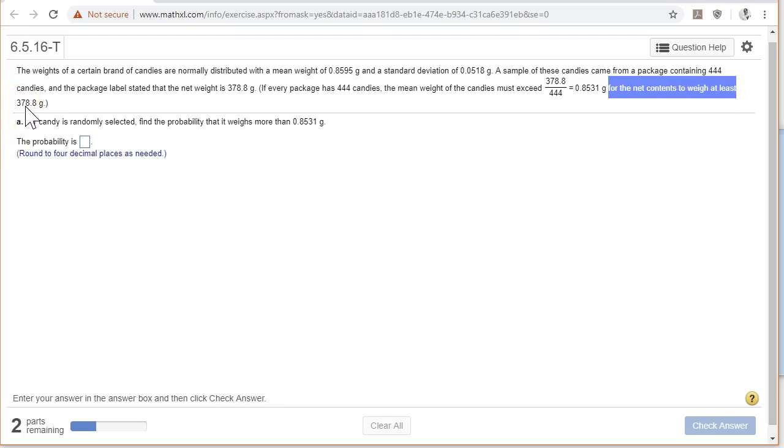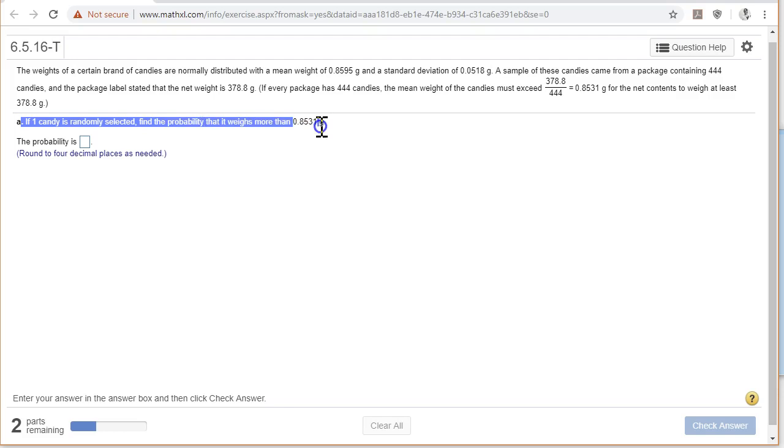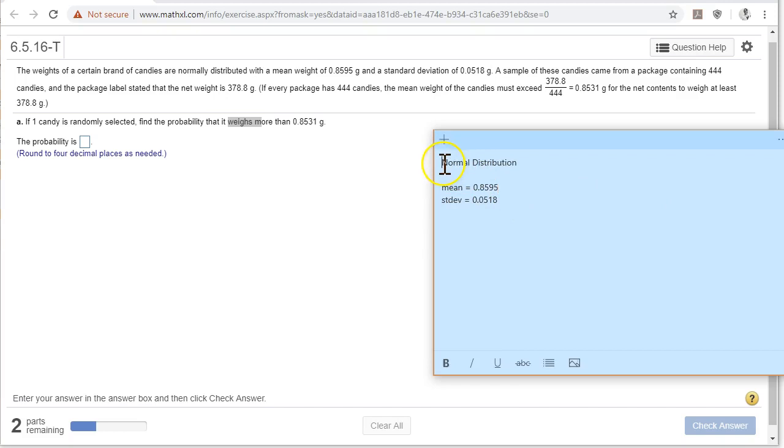For the net content, the weights must be at least 378.8 grams. So the first question: if one candy is randomly selected, find the probability that it weighs more than 0.8531. We want to make note that this is a normal distribution with a given mean and standard deviation.